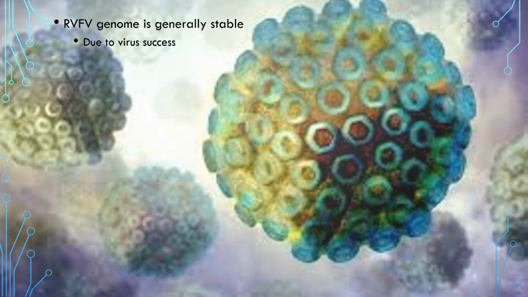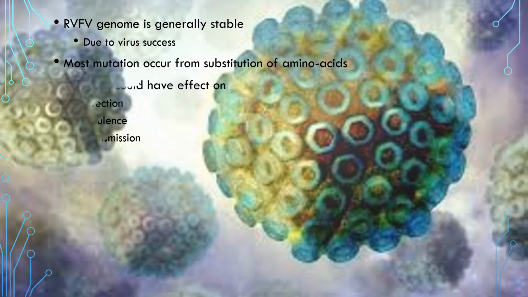The RVFV genome is generally stable due to a lack of pressure needed to adapt because the virus is so successful in infecting its host. Most mutations found seem to come from substitution of amino acids in the proteins. These different mutations resulting in closely related strains could have effects on things such as infection, virulence, and transmission.